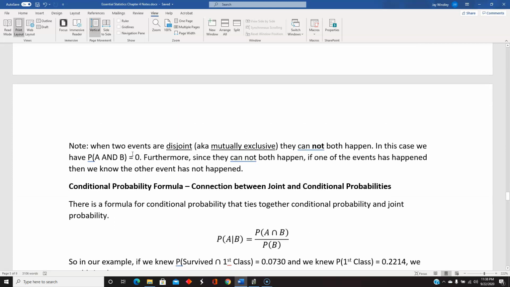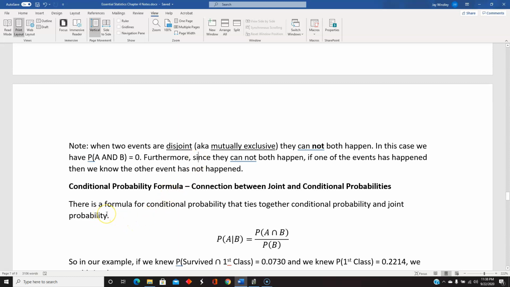Then related to joint is this term disjoint, which is sometimes also referred to as mutually exclusive. When two events are disjoint, that means they can't both happen at the same time. And in that case, the probability that they both happen is 0. So disjoint because they cannot both happen. Furthermore, now this is more along the lines of this term mutually exclusive. Since they cannot both happen, if you know that one of them has happened, then that automatically means the other one hasn't happened because they can't both happen. So knowing that one of them has happened kind of excludes the other one from happening.